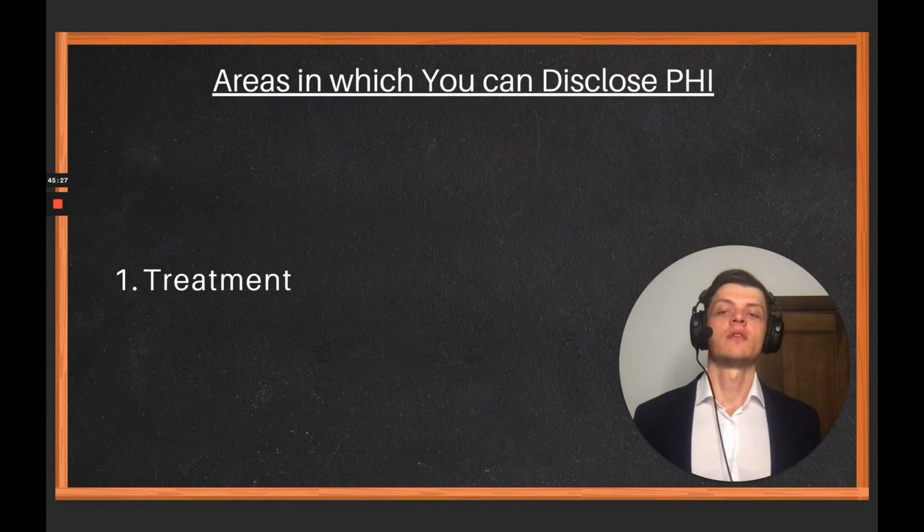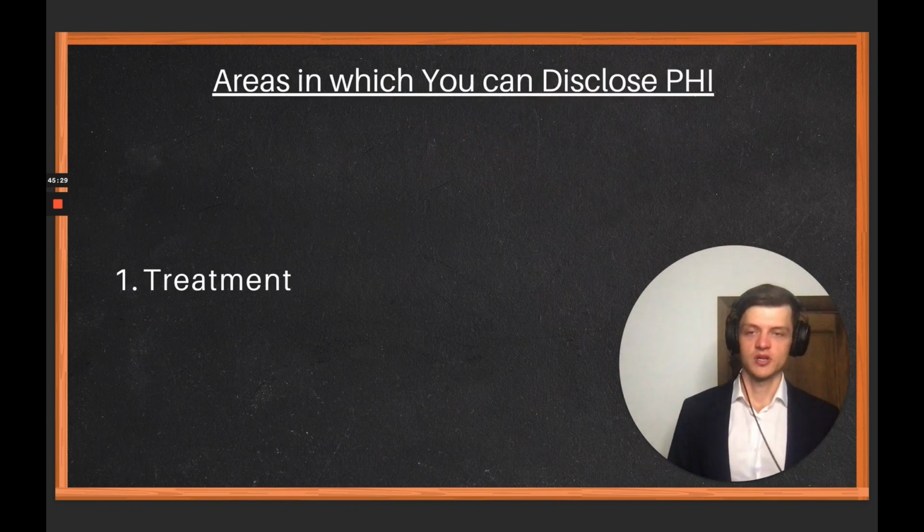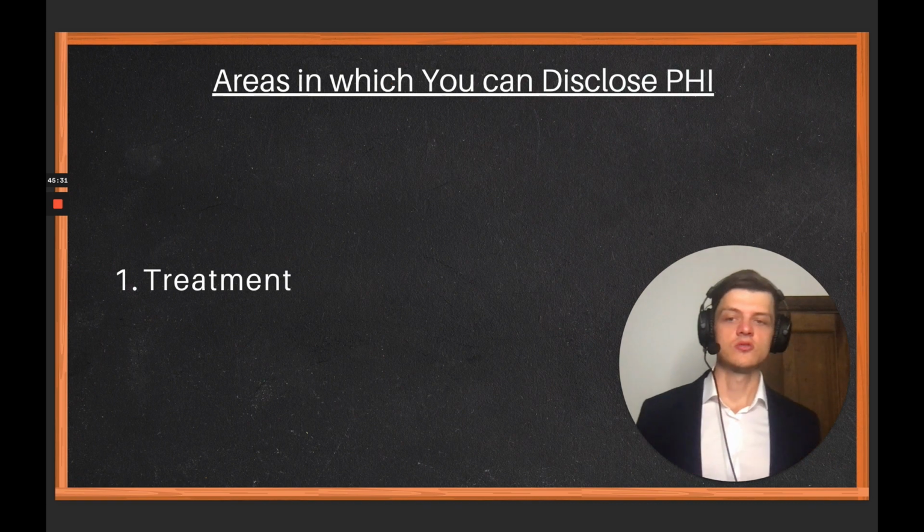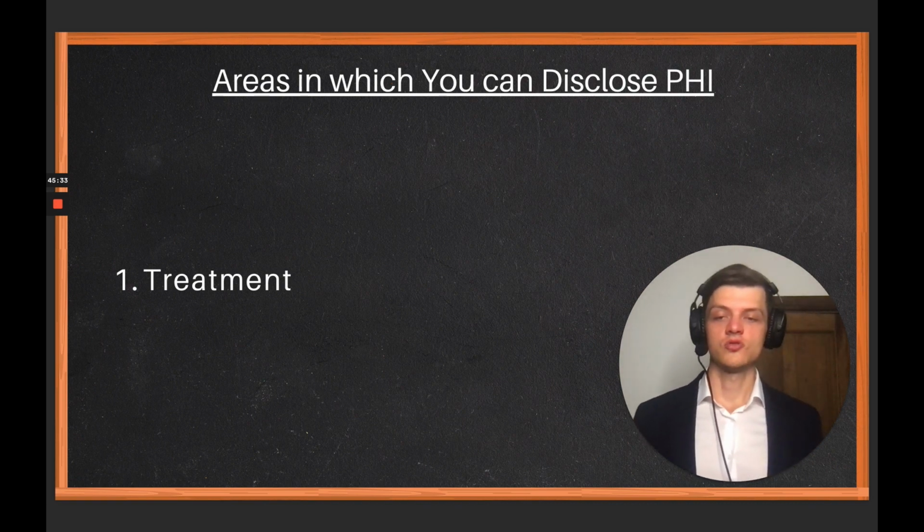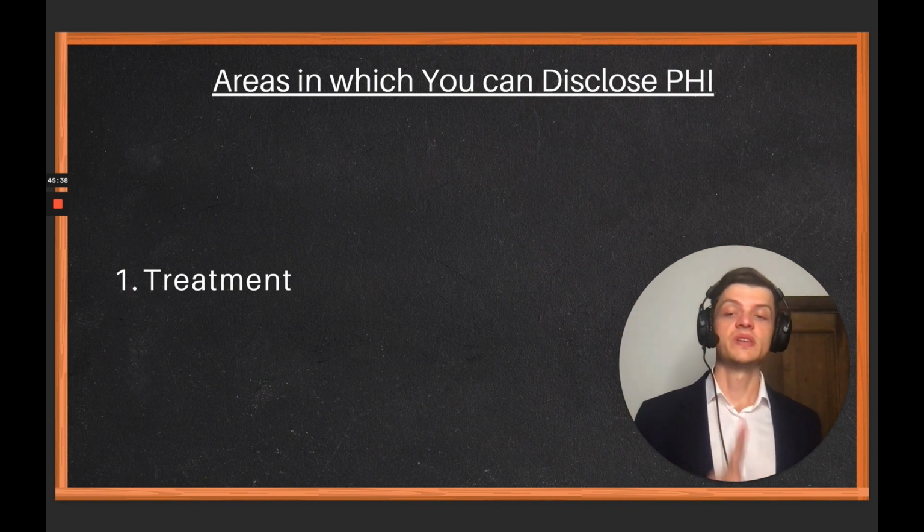Let's talk about the areas in which you can disclose PHI. So the first one is treatment. So anything related to treatment, you can disclose PHI. But once again, we need to remember, a business associate agreement still needs to be in place.